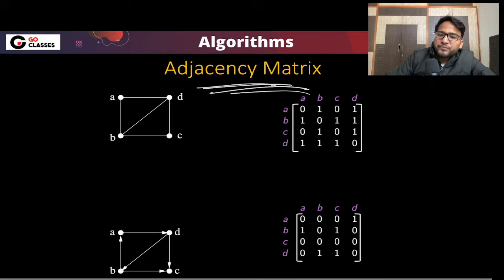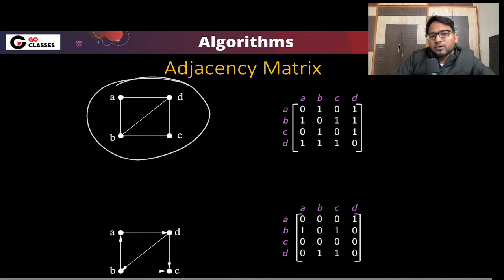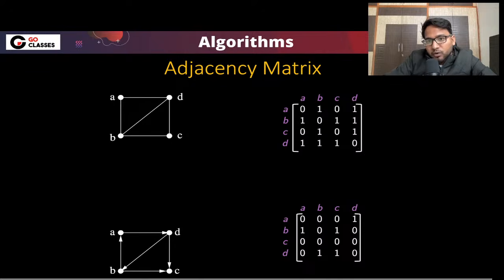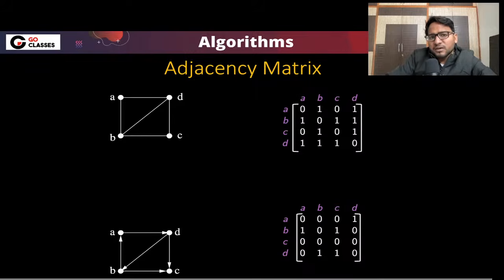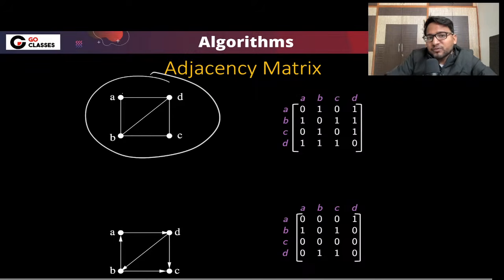If you want to store this graph, let's suppose this is an undirected graph, then you write all the vertices in the row and all the vertices in the column, right? And if there's an edge between A and D, let's suppose, then write 1, otherwise write 0. Okay. I hope you might be knowing this. This is called adjacency matrix. If this is an undirected graph, then there's an edge from A to D and also D to A, right? Because this is undirected. So if A to D there's an edge, then D to A there's an edge, right?